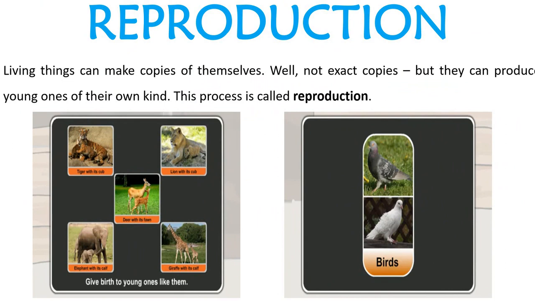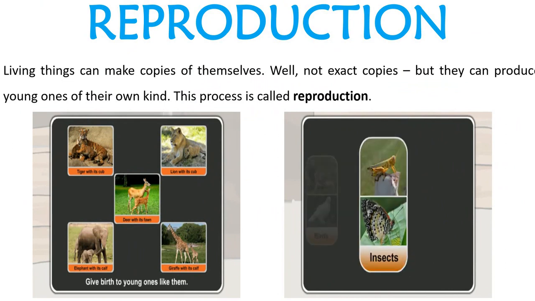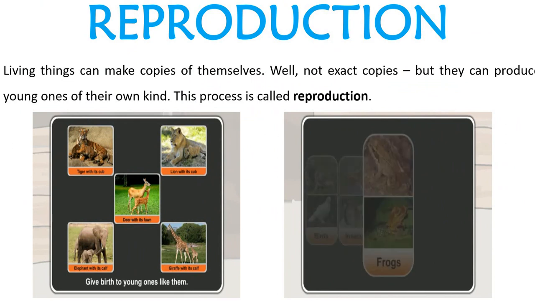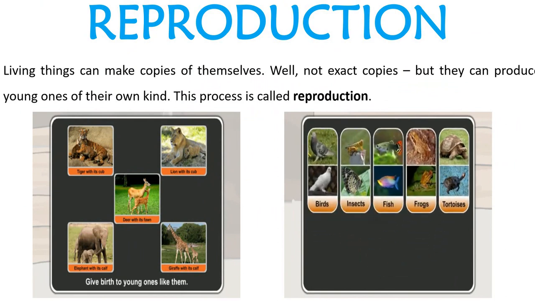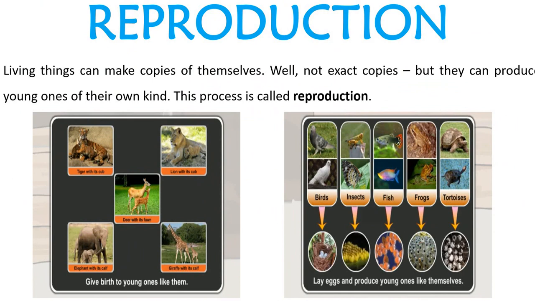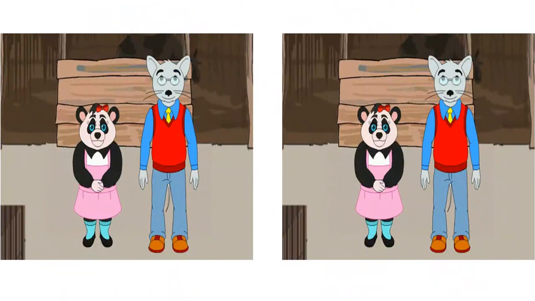Similarly, duck, birds. So these reproduce by laying eggs. Fish lay eggs, frog lays eggs, tortoise eggs. All these lay eggs. Birds, insects, fish, frogs, tortoises. From the eggs, they give rise to young ones. Similarly, plants reproduce through seeds.